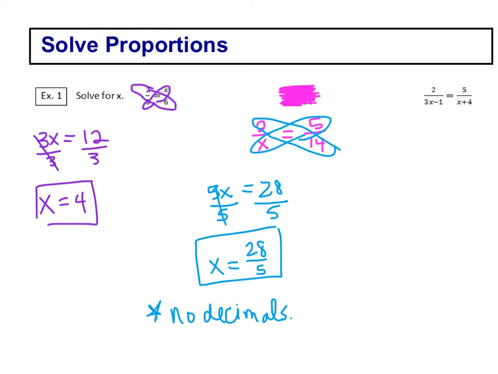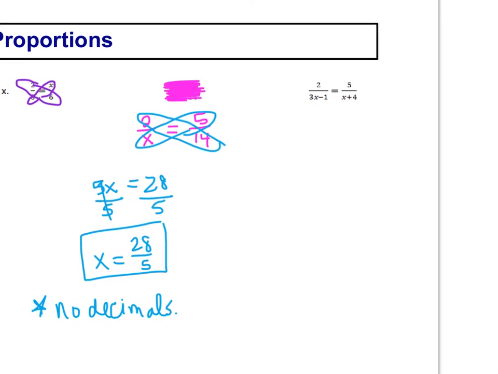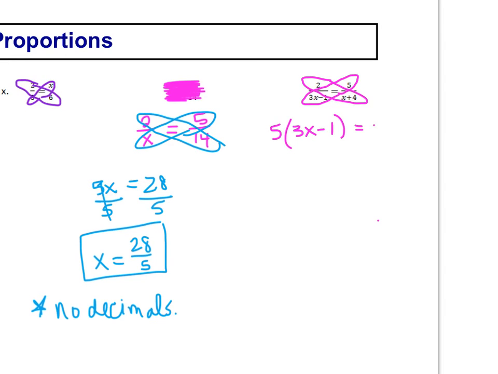Alright, this last one is just a little bit more complicated, but still nothing we can't handle. We're still going to approach the problem with cross multiplying, so 5 times 3x minus 1. Now to show that multiplication, you want to bring in parentheses. So it's 5 times, so a parenthesis, 3x minus 1. Set it equal to, now the other diagonal, 2 times, parentheses, x plus 4. Alright, so now we have an equation to solve.